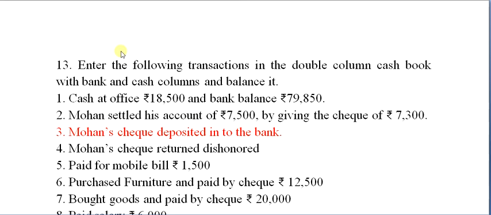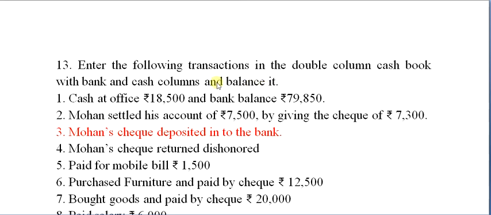So, we are discussing the problems related to the double column cash book. Now, moving on to the 13th problem, that is under the page number 4.12. 13th problem: enter the following transactions in the double column cash book with the bank and cash columns and balance it.